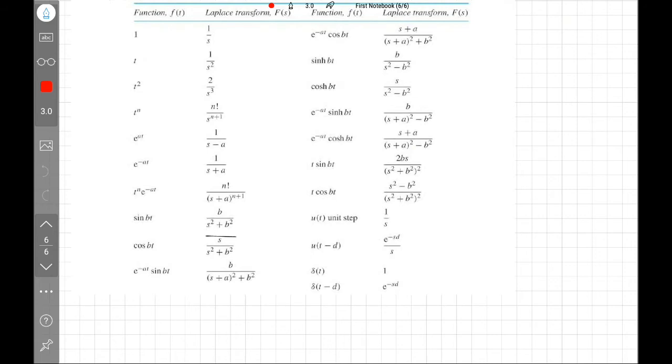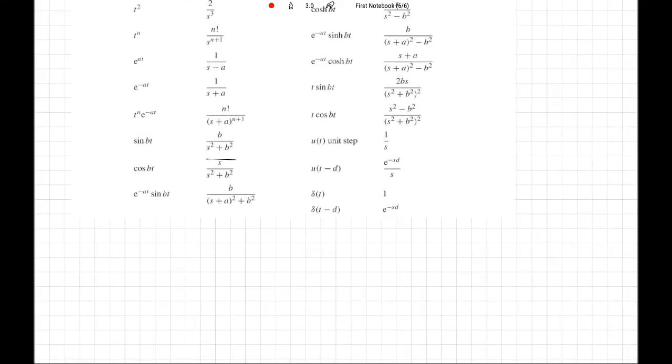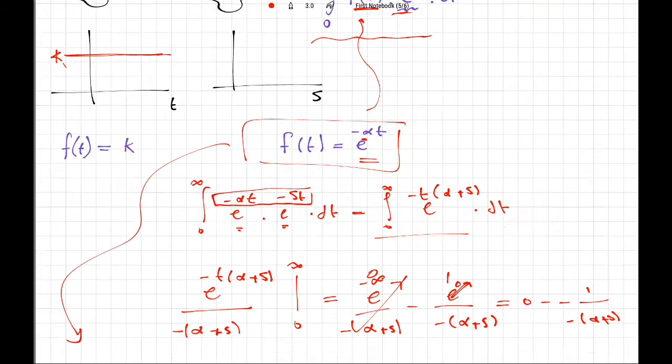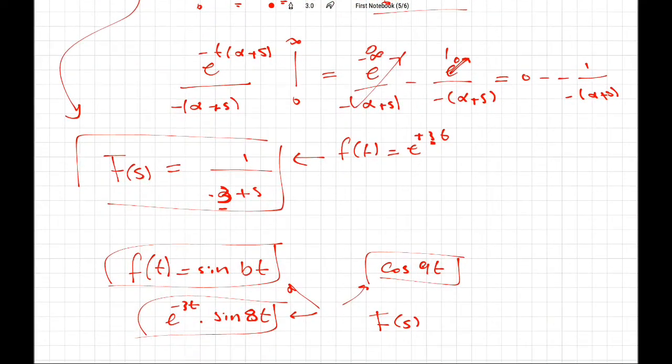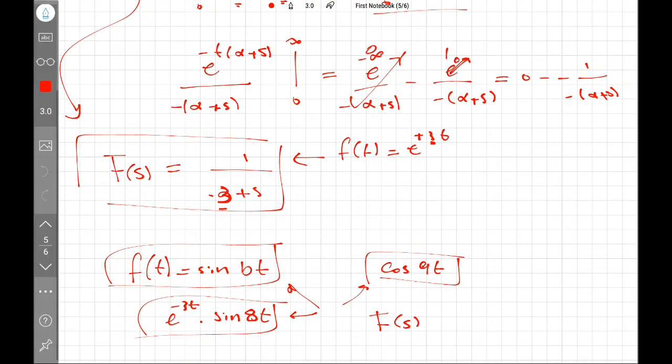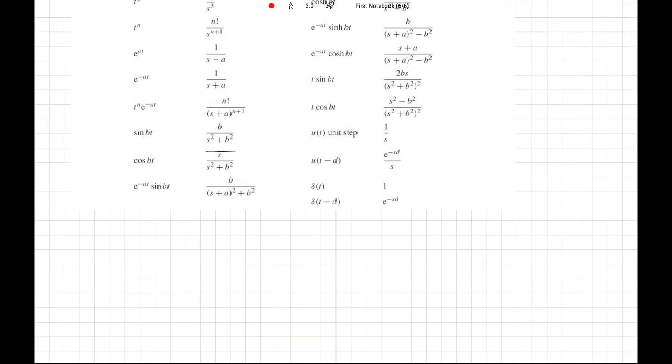You have this lookup table in the exam. You will be given the functions. Let's see what the functions were. You have sine of bt. Let's write them here.